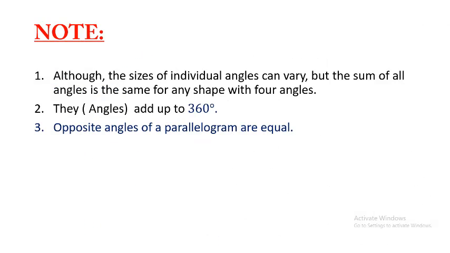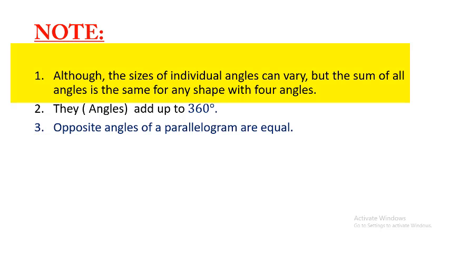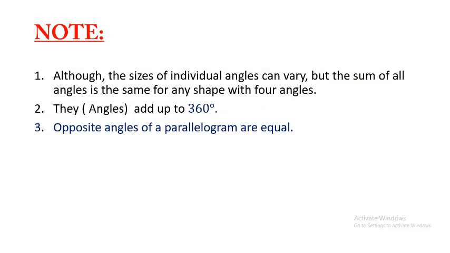Now, you have to take note that although the sizes of individual angles can vary, the sum of all angles is the same for any shape with four angles. This means that if we add all four angles in quadrilaterals, the answer will be the same. So they add up to 360 degrees.